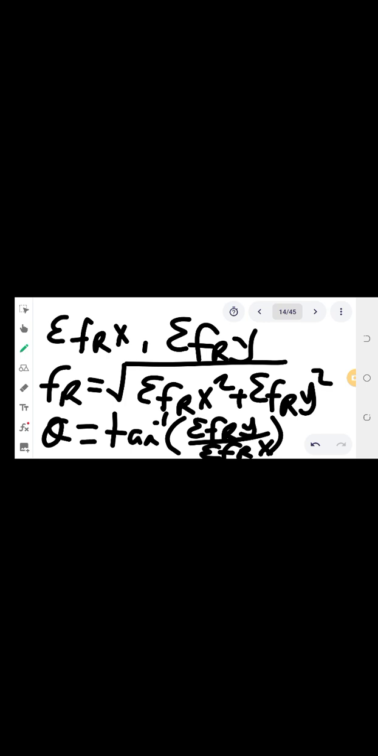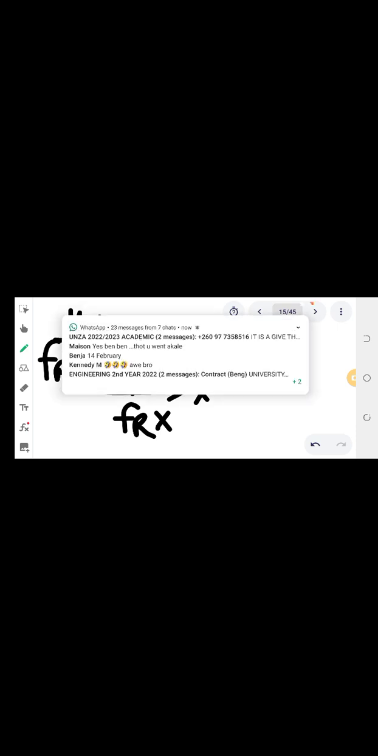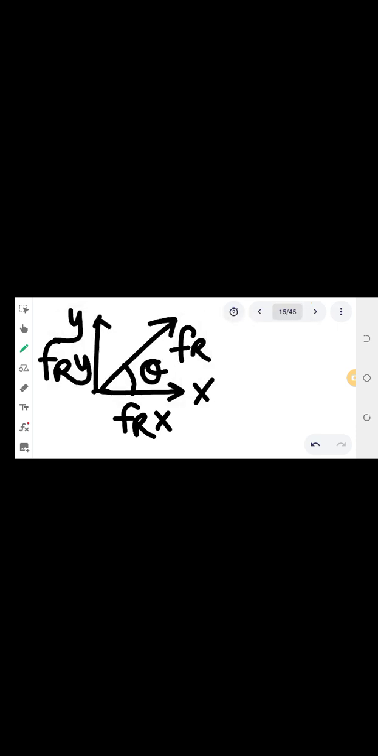So in other words, after resolving these forces into components, we must come up with this. On the x-y plane, we have this as the x and this as the y. So what we are coming up with is the resultant force. Here we have Fr, then here we have Frx, and here we have Fry. So the angle theta that we are talking about is this.